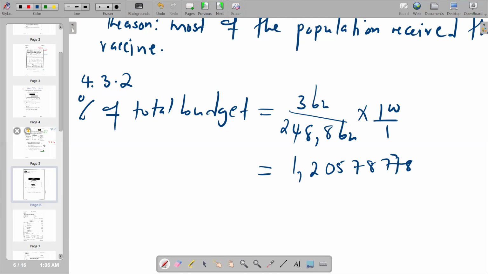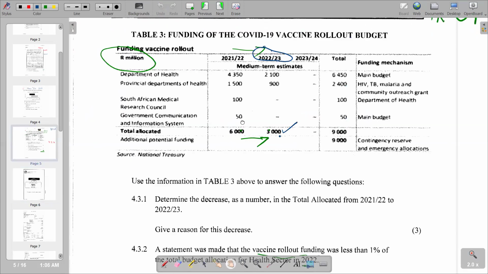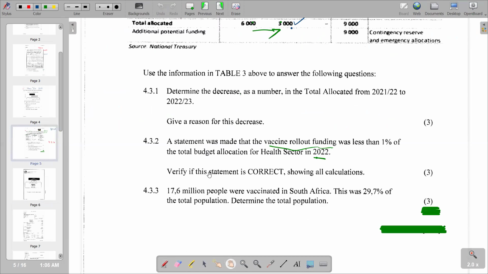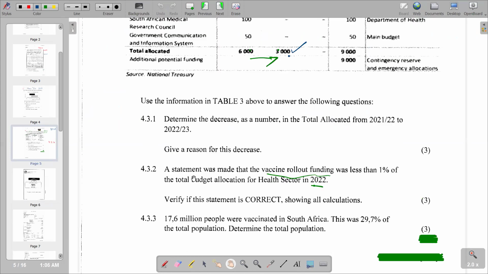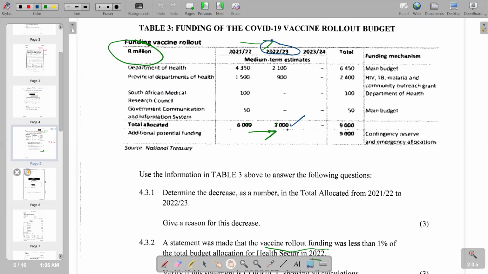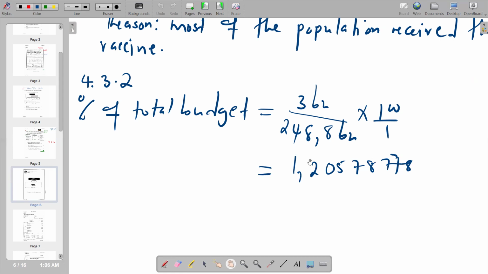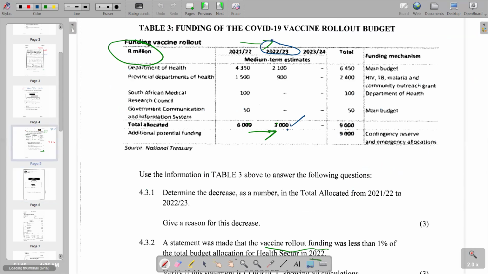But obviously we go back to the question to see if we were given any instruction in terms of rounding off. You see that we don't have any, so we can round it off to the nearest 2 decimal places. Of course this is a percentage, so we're going to say 1.21 as we are rounding off. We've got 0 here, then 5, and the 5 is going to change our 0 to 1. Then we've got 1.21%.